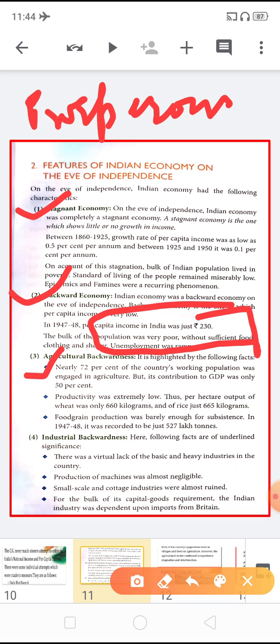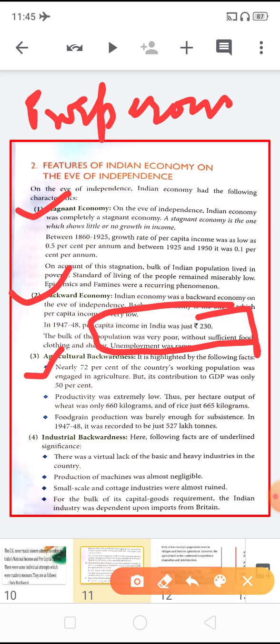Next, children, the productivity was extremely low. Thus, the per hectare output of wheat was only 660 kilograms, and of rice just 665. So, children, you can say the production was extremely low. Per hectare means from 1 hectare of land we were producing only 660 kgs of wheat and 665 kgs of rice.